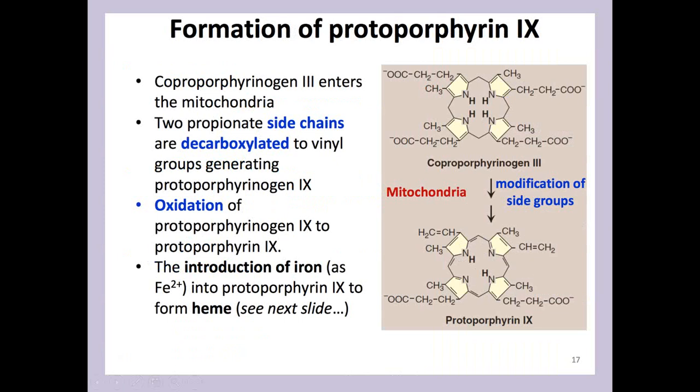Coproporphyrinogen 3 enters the mitochondria, and two propionate side chains are decarboxylated to vinyl groups, generating protoporphyrinogen 9. Oxidation of protoporphyrinogen 9 to protoporphyrin 9. The introduction of iron as ferrous into protoporphyrin 9 forms the heme.